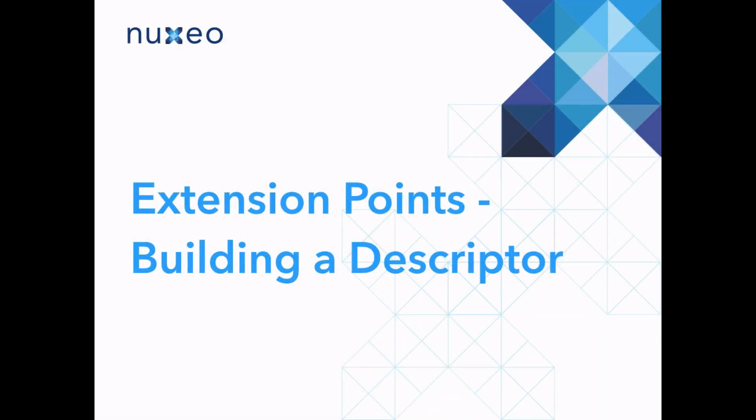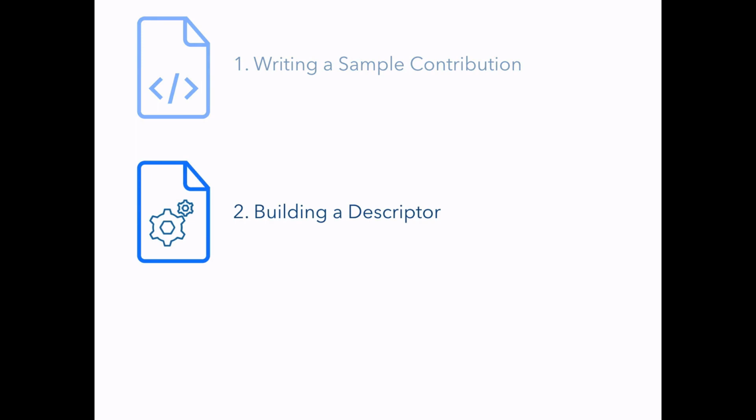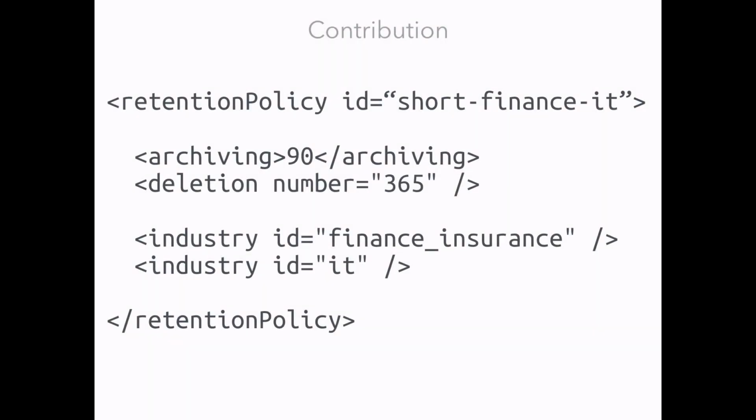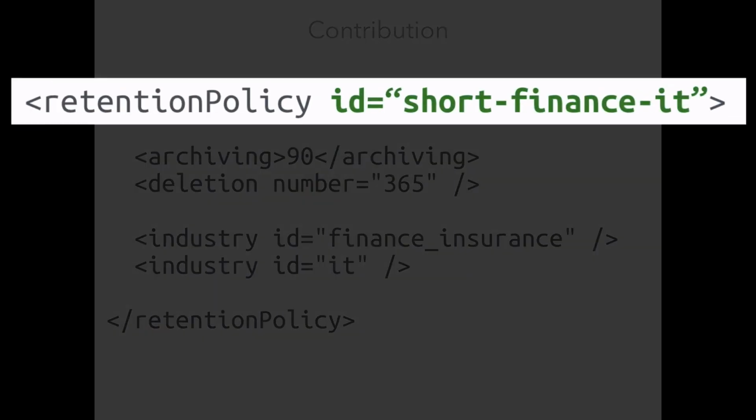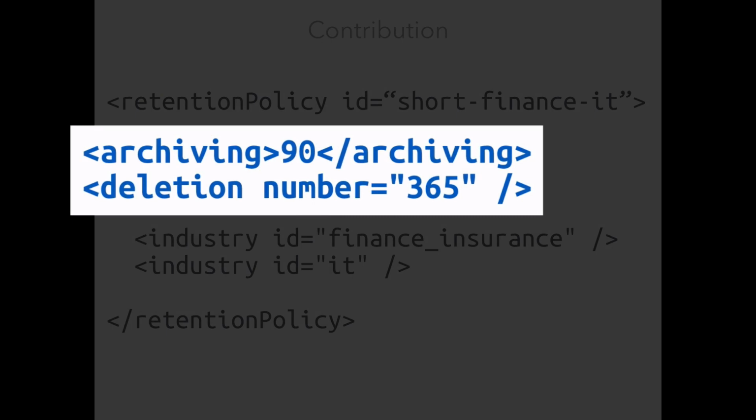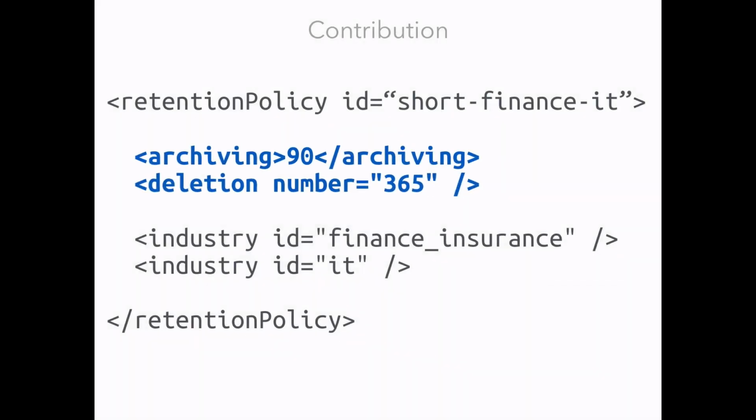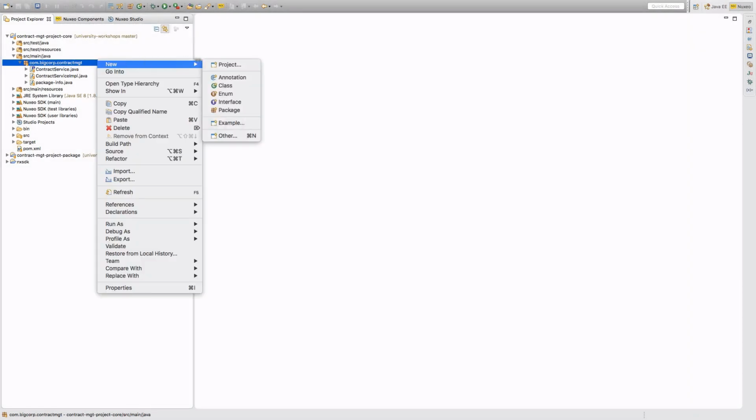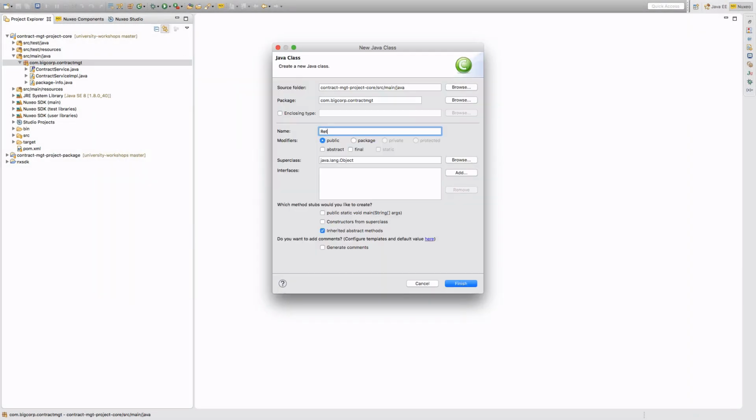In this next step, we need to write a class that parses the XML contributions and maps the tags and values they contain to class attributes. This is what we call a descriptor. We can see from the sample contribution we created earlier that we need to map the retention policy's ID, the number of days before archiving and deletion, and the industries list. So let's create our descriptor and name it Retention Policy Descriptor.